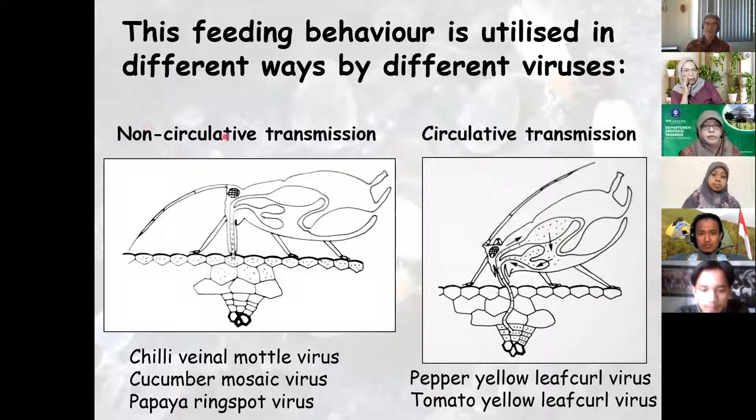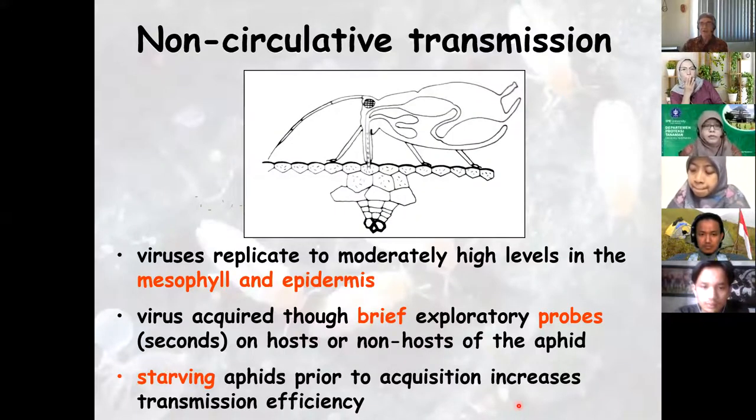So non-circulative and circulative, two different types of transmission used by different viruses with different replication strategies. So we'll quickly look at non-circulative transmission.